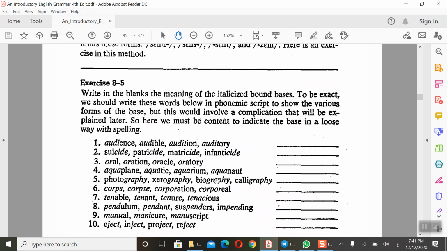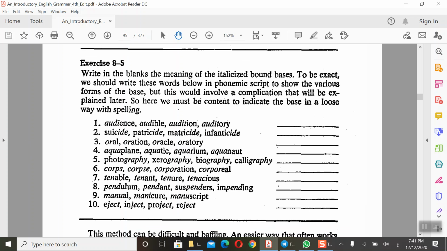Here we have examples. You have to read them. For example: audience, audio, audition, auditory. These are bound bases. Audio, suicide, patricide.